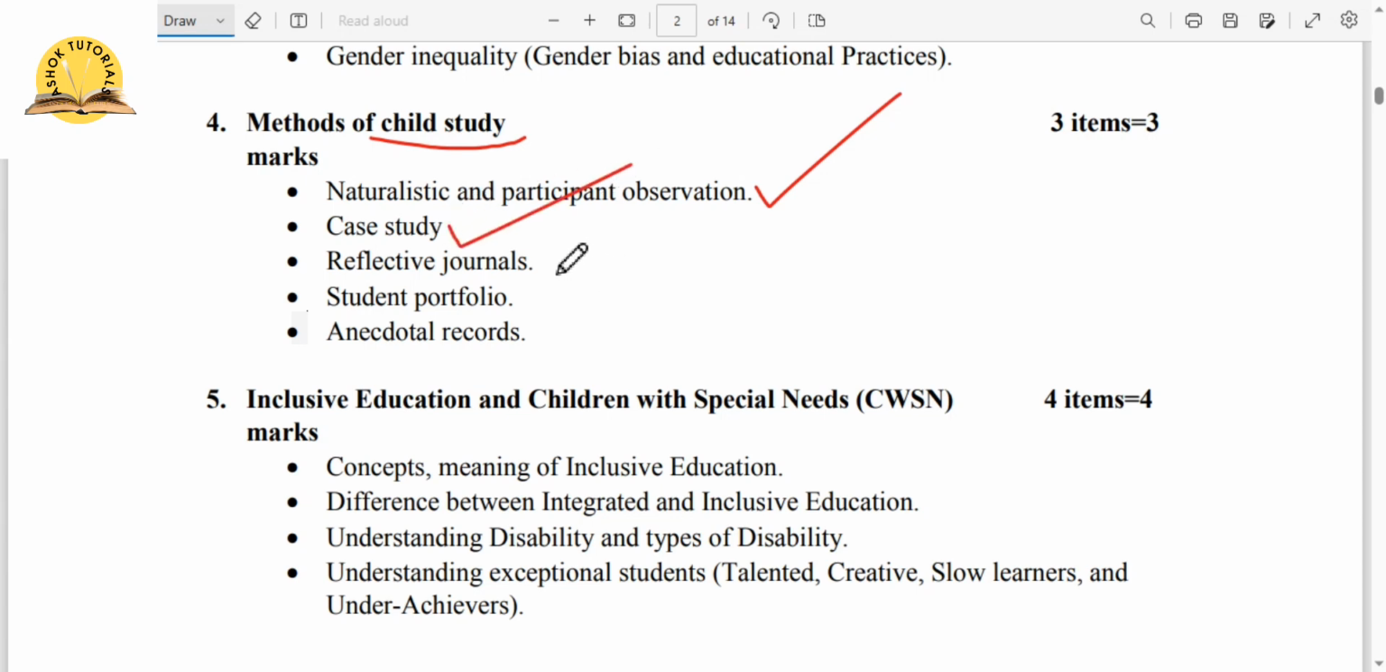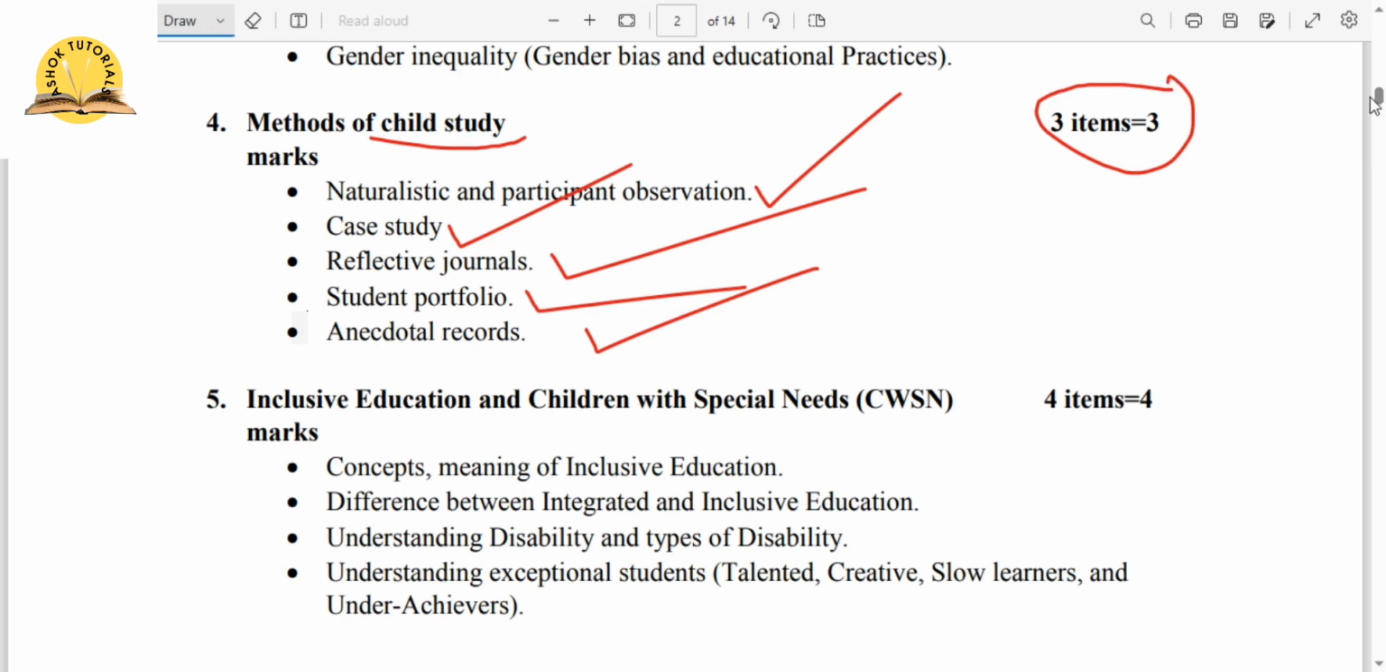Then reflective journals. Then we have student portfolio. Then we have anecdotal records. So these are the 5 ways in which we can study about the child. All right, and this particular unit is also for 3 marks.